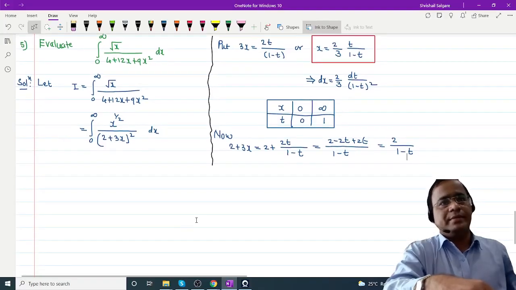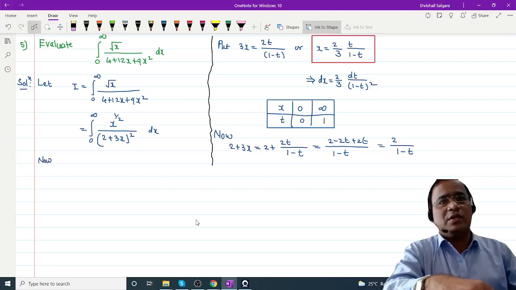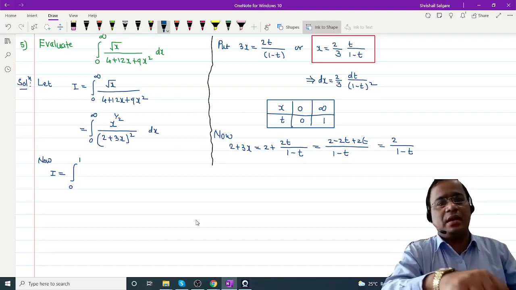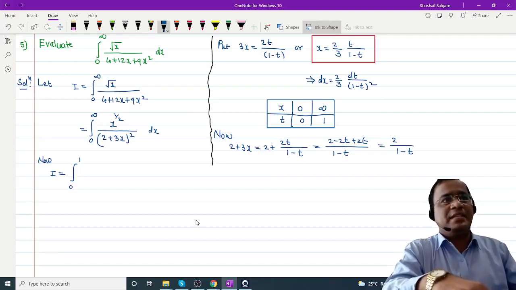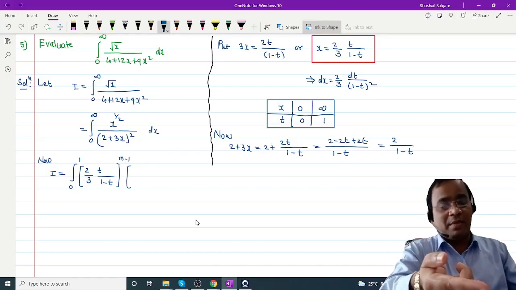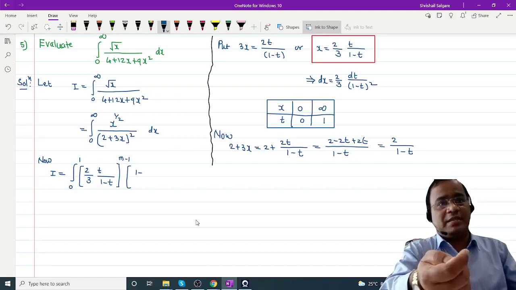Yes, sir. Okay. Now this integral can be written as follows. Purposely, since there was a break, you have to write these steps on the right side. The new limits are from 0 to 1. Here x is 2 by 3 into t divided by 1 minus t, whole raised to m minus 1, and for 2 plus 3x I have to put its reciprocal, 1 minus t.